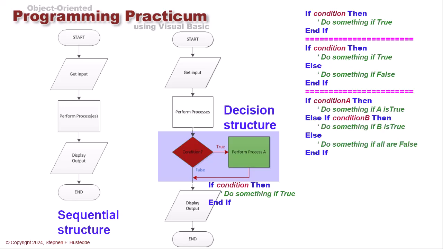A third type was the if-then-else-if-else. And here we have multiple conditions we can evaluate. Once one condition is true, everything else is ignored. So if condition A is true, it will do something based on the truth of that condition A. But if not, it's going to evaluate, in this case, condition B. And if condition B is true, it'll do something. And if that's not true, so both of those are false, we do something else. That's the else clause.